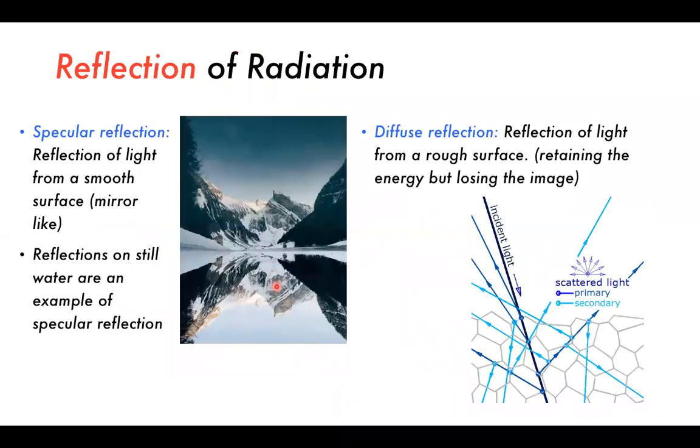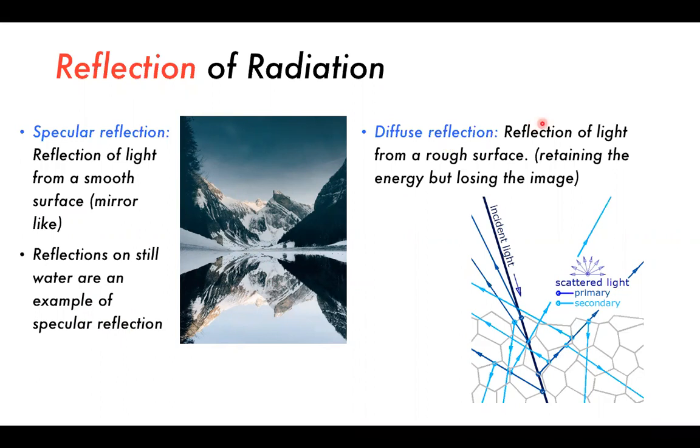Again, we have two types of reflection. We have specular reflection. So this is reflection of light from a smooth surface, a mirror-like surface. So you see here, this lake is giving specular reflection of the mountains because it is very still. And so we can get this beautiful photograph. Reflections on still water are an example of specular reflection.